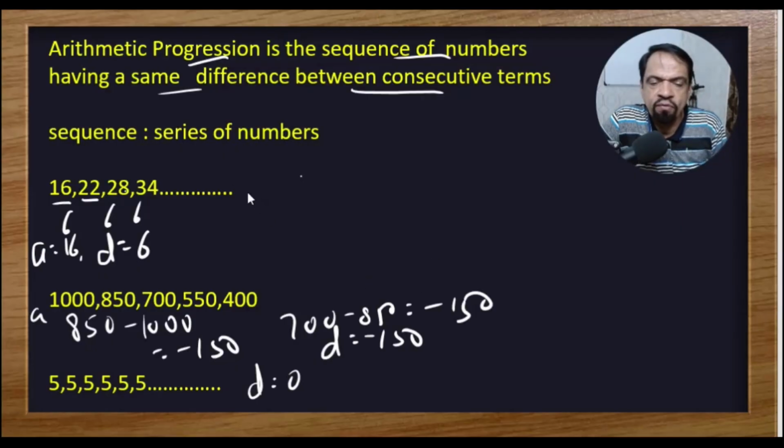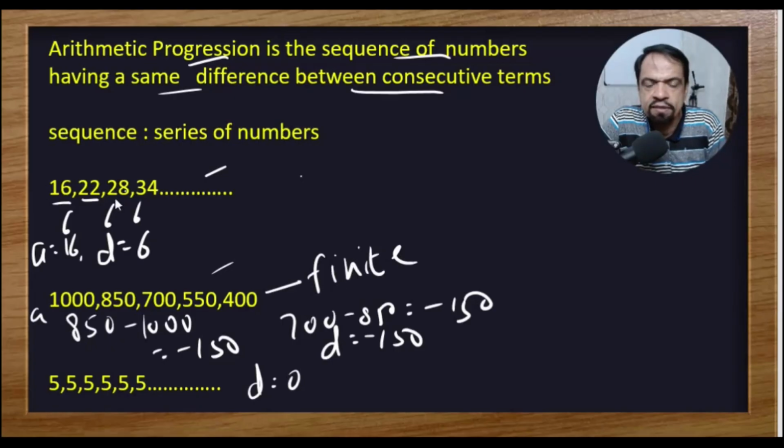Now see student, what is the difference in this series? It is continuing, it is finite. Last term is given, so this kind of series in which the last term is given is called a finite series. And this series in which the last term is not given, it is continuing, so it is infinite. And this is also infinite.